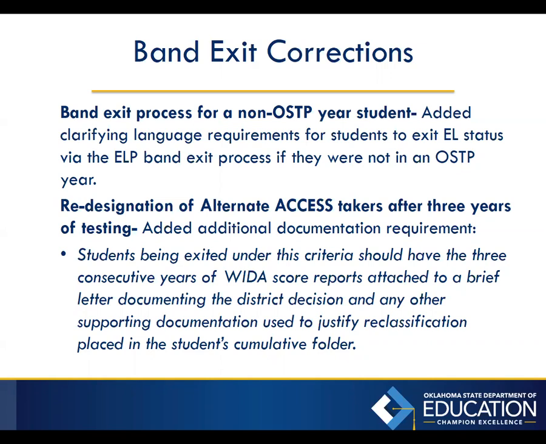Redesignation of alternate access takers after 3 years of testing, and we added an additional documentation requirement. Students being exited under this criteria should have the 3 consecutive years of WETA score reports attached to a brief letter documenting the district decision and any other supporting documentation used to justify reclassification placed in the student's cumulative folder. So this has to do with, excuse me, the alternate access testers and being able to exit out of EL status if they do 3 consecutive years of no growth on the alt access. Just a little bit of a heightened documentation requirement. Again, something that most districts were probably already doing anyway, but we just wanted to formalize it.